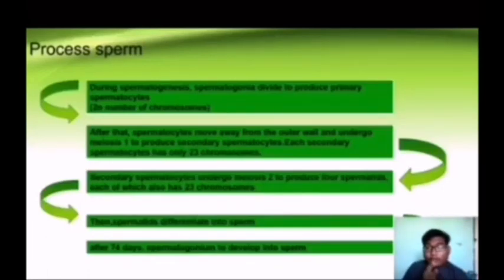So in spermatogenesis, spermatogonia divide into primary spermatocytes. After that, the spermatocytes undergo meiosis 1 to produce secondary spermatocytes. Secondary spermatocytes produce four spermatids, and then the spermatids differentiate into sperm. Okay, that's all from me.